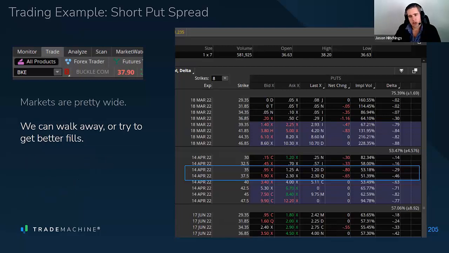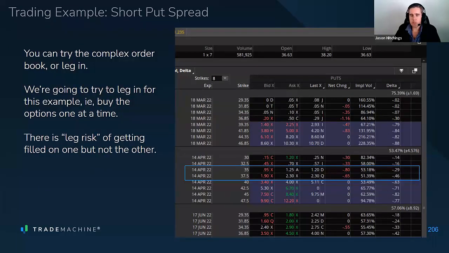So a perfectly reasonable thing to do is to say, I'm not going to mess with it. That's pretty wide. Alternatively, we can set some limit prices on the trade and try to get in for a better price. So I'm going to go in one leg at a time. They call that legging in. The alternative is to use the complex order book, which is a great thing to do. For this example, I'm going to leg in. The risk is I might get one of the legs filled and not the other leg.